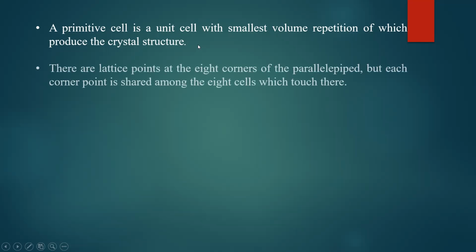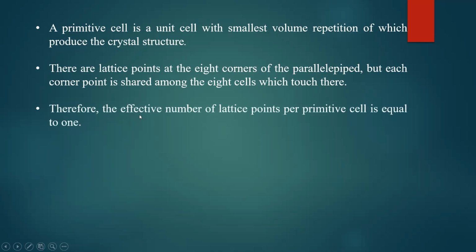Already you have seen it. So there are lattice points at 8 corners of the parallelepiped, but each corner point is shared among the 8 cells which touch there. Therefore, the effective number of lattice points per primitive cell is equal to 1. In one primitive cell, effectively one lattice point is there, even though it has 8 lattice points at the corners of the parallelepiped.